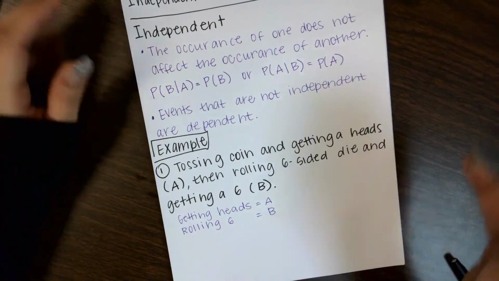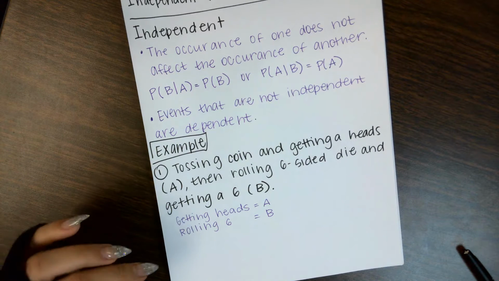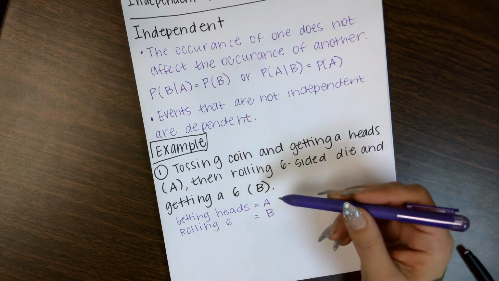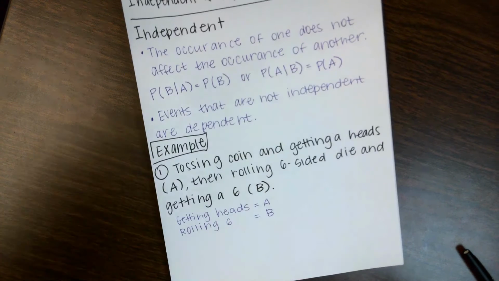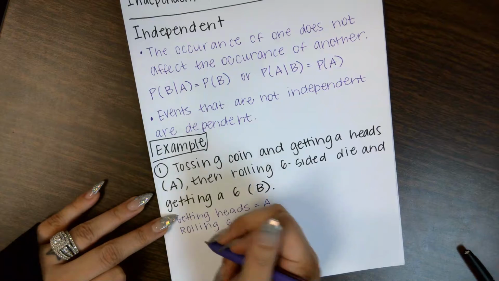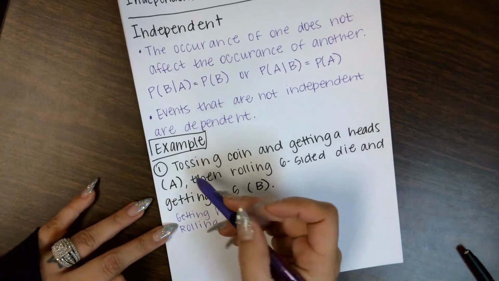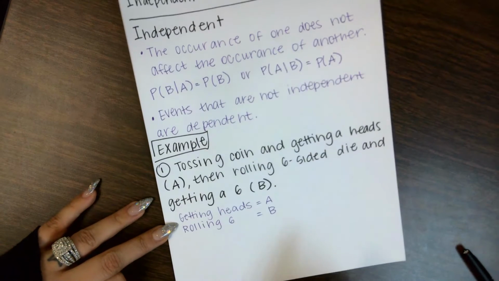Okay. So if I flip this coin first, and then I roll the die, does it make sense that they didn't affect each other? They're two different things that are happening, and they're not even happening with the same object. One's a coin, one's a die. And so this is why it is an independent event. Tossing a coin and getting a heads, then rolling a 6-sided die and getting a 6.